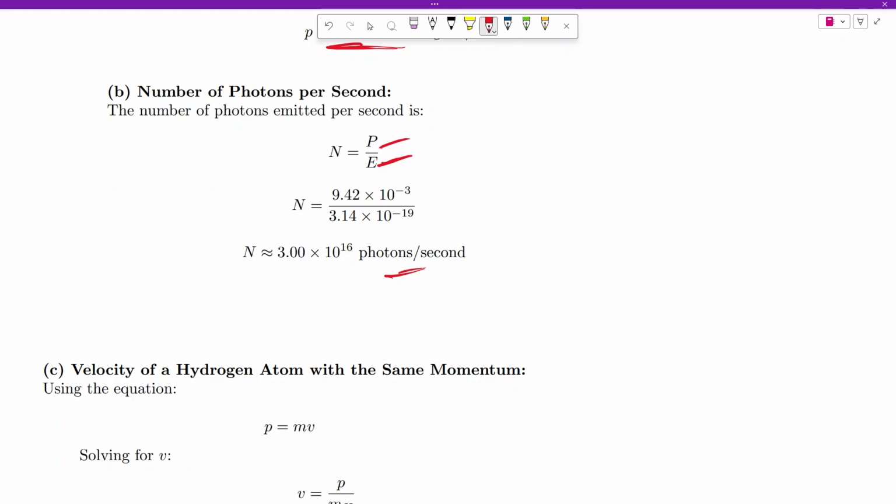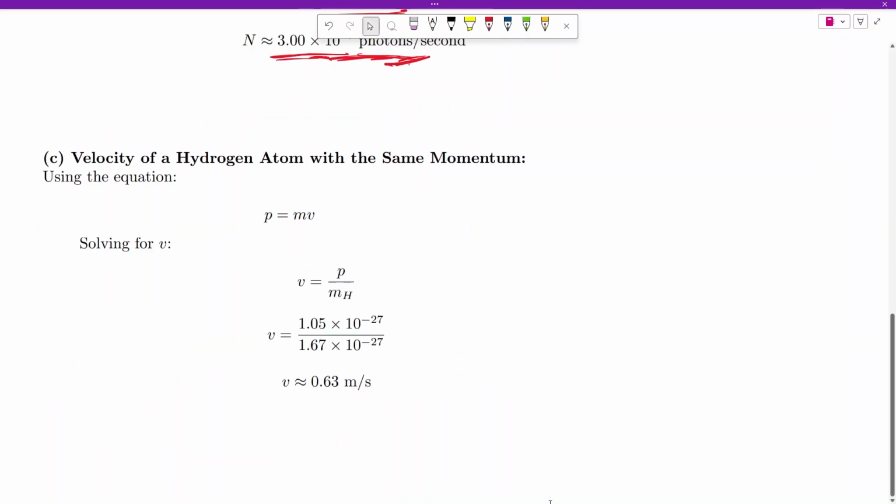So if we divide the value of power by the energy of each packet, then we can get the number of photons per second. The value of power is 9.42 milliwatt, so 9.42 into 10 to the power minus 3 watts divided by the energy of each photon, and we get a value of 3 into 10 to the power 16 photons per second. So the number of photons emitted per second is 3 into 10 to the power 16 photons per second.